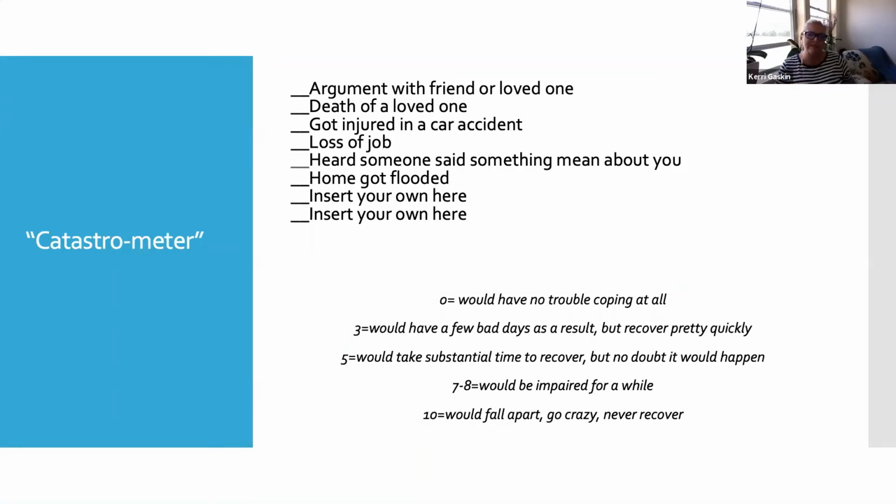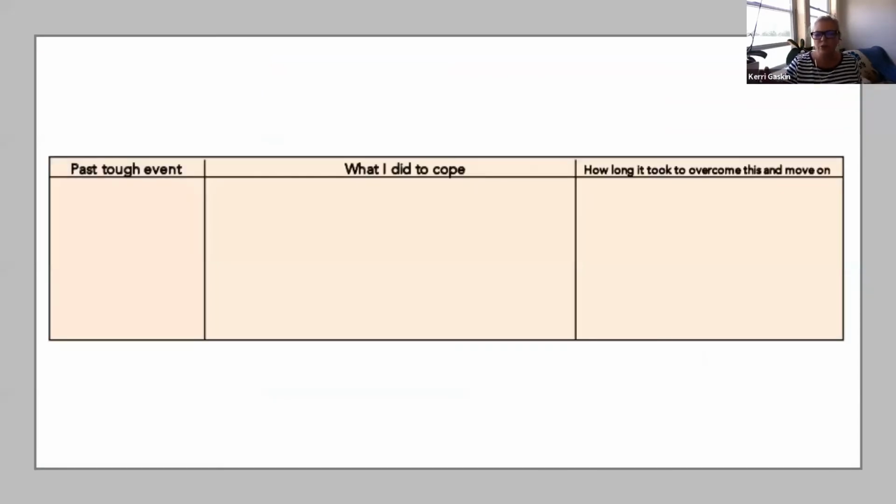Another common tendency that we have when we're anxious is to underestimate our ability to cope, right? We just think, I'm not gonna be able to handle it. And we may think that we're not gonna be able to handle the emotions associated with that challenging event. So I want you to think back to a difficult event that you've had in the past. What's a past event that was hard for you? How did you handle it? What did you do to cope? How long did it take you to get over it?